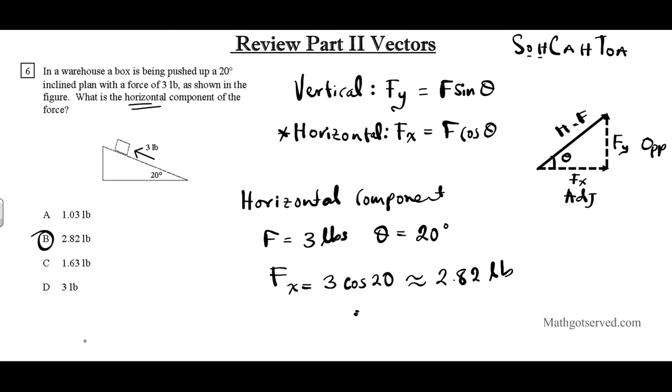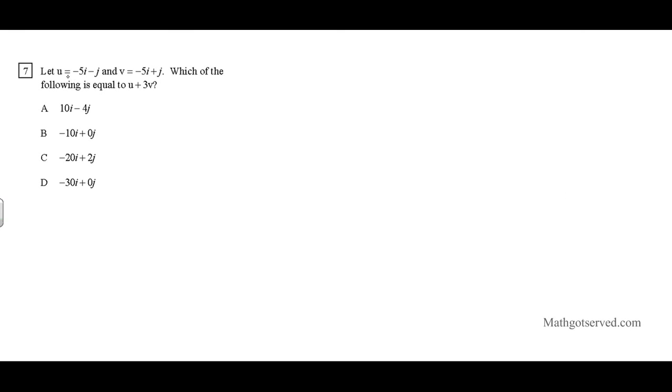All right, let's move along to number 7. It says that u equals negative 5i minus j and v equals negative 5i plus j. Which of the following is equal to u plus 3v? So it's a linear combination of two vectors. So we have u equals negative 5i minus j, but we notice that vector v was scaled by a factor of 3.